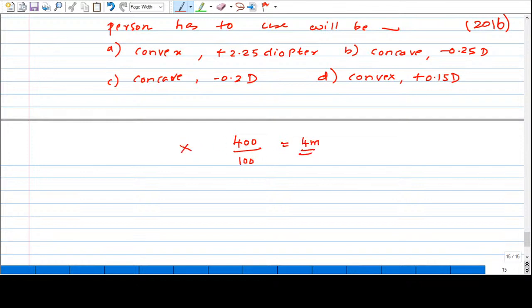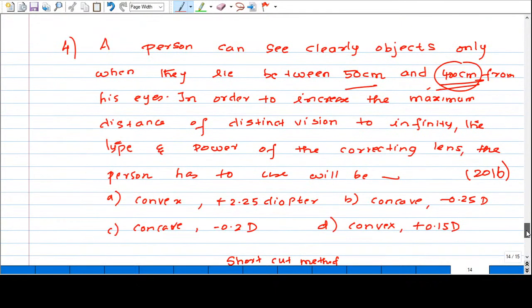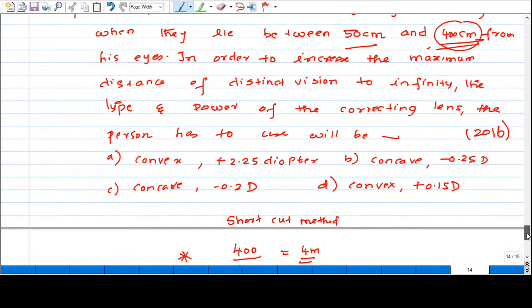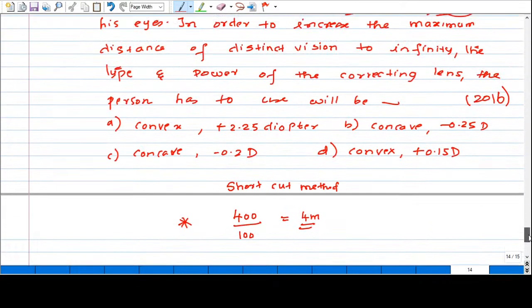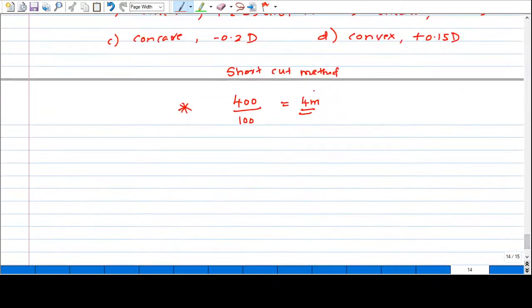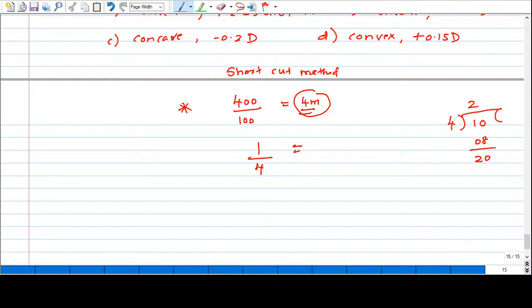Right? This is the first step. We are going for the shortcut method, not the formula method. First, you have to convert into meter. Then, see what is the question asked. He is asking to find whether the person will be having concave or convex. So let us go with the reciprocal of this. Take the reciprocal of this, 1 by 4. If you take the reciprocal, we get 1 by 4, in which we can divide like this. So you know how to divide it. 2 times 8, 2, 0. So we get 0.25. So 0.25 diopter I can write here.